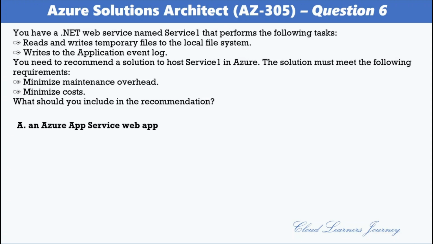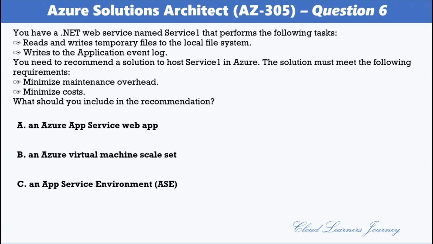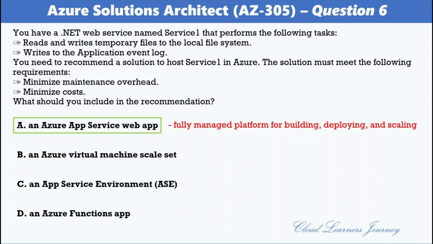And the options are A. An Azure App Service Web App, B. An Azure Virtual Machine Scale Set, C. App Service Environment, D. An Azure Functions App. And the correct answer is A. An Azure App Service Web App. Azure App Service is a fully managed platform for building, deploying, and scaling web apps.